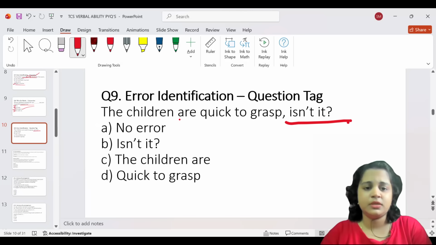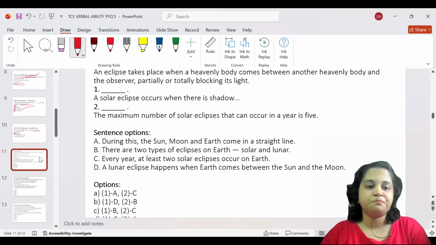So what is the verb here? The verb here is are. So it should have been aren't they. The verb followed by the pronoun usually forms the tag. So it should have been aren't they and not isn't it. So the error is isn't it, okay? And the error lies in this part. So let's choose option B as the part of the sentence that has error.